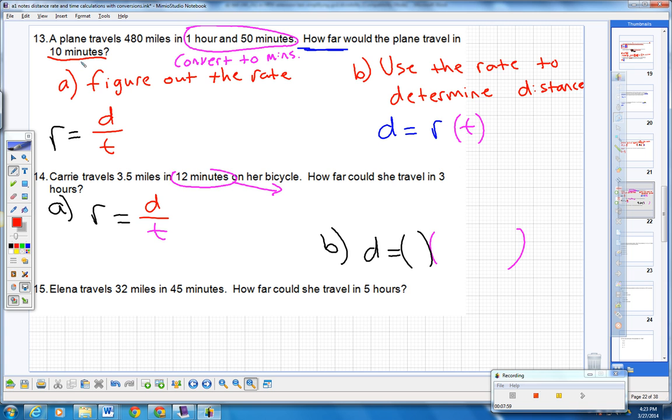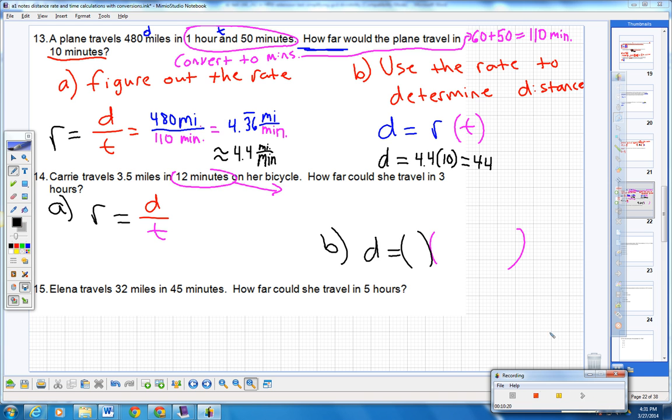In 10 minutes? Okay, so if we can calculate the miles per minute, then we know that all we have to do is multiply that by 10. So I'm going to go ahead and pause, calculate that for you, just so you can see what this problem looks like. Okay, you can see that we're going to get 480 miles in 110 minutes, which is exactly 4.36 repeating miles per minute. So that rounds to about 4 4/10 miles per minute. Remember, that's the estimate there.